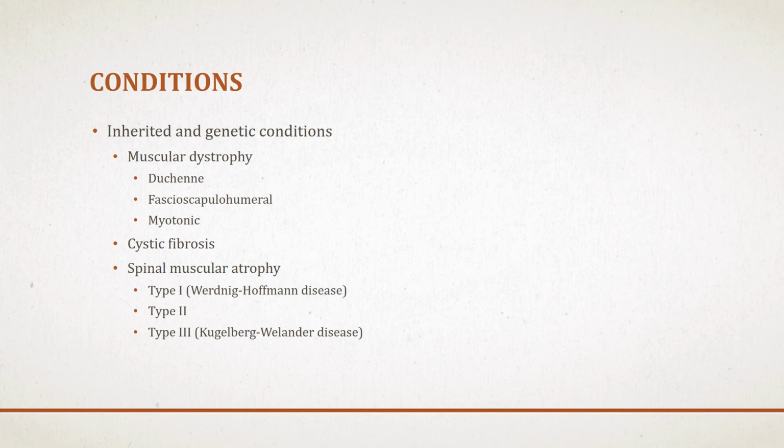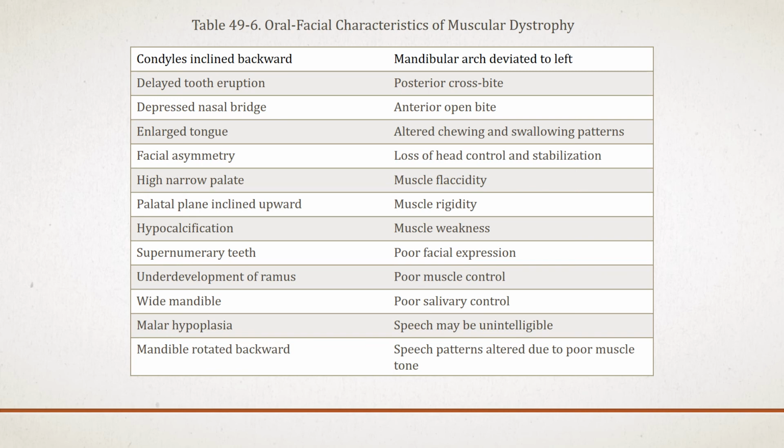So not at a table, not at figure 49-6, but at the picture on table 49.6, oral facial characteristics of muscular dystrophy. And you see there are many. Condyles can be inclined backwards, delayed tooth movement, and enlarged tongue, and so on and so on. But there's many conditions that are involved. This is that table that I was just referencing, table 49.6, and I'll give you just a moment to look over it.